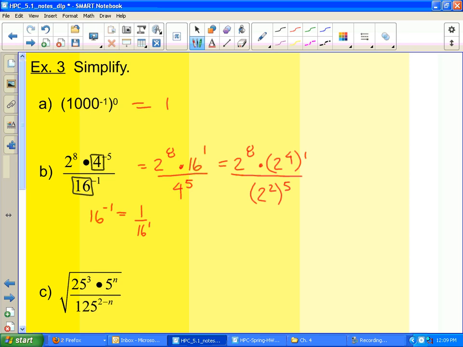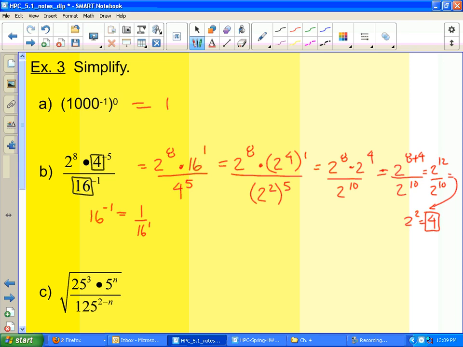Now I have the same bases. Now I'm going to apply my properties of exponents. 2 to the 8, 2 to the 4th, all over 2 to the 10th. There's a power of a power going on there with that 2 and the 5th power, and the 4 and the 1 in the numerator. Did I add the powers for the top? So the 8 and 4 gives me the 12. 2 to the 12 over 2 to the 10 equals 2 squared, which is 4, because I'm going to subtract the 10 from the 12.